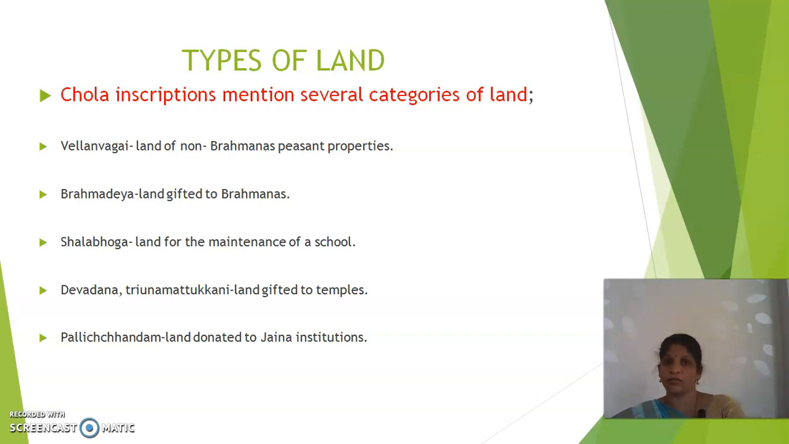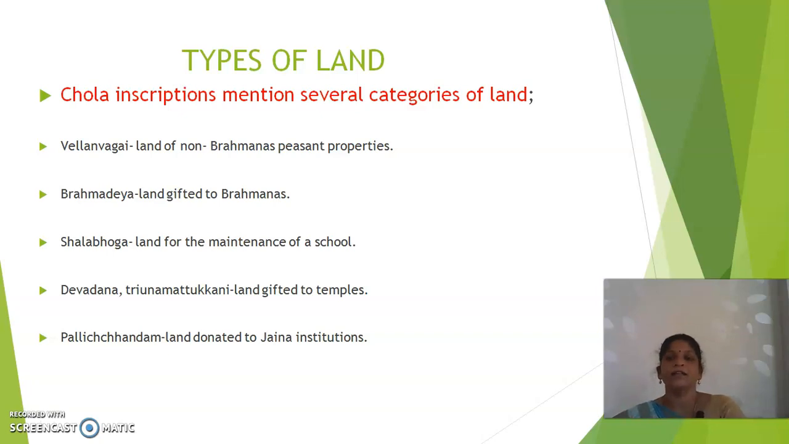The Brahmanas wrote the Sanskrit poems and others. They got grants from the kings. Those are called Brahmadeya. Then Shalaboga, that means land for the maintenance of a school. In these areas, the agricultural products were used for the development of the school.